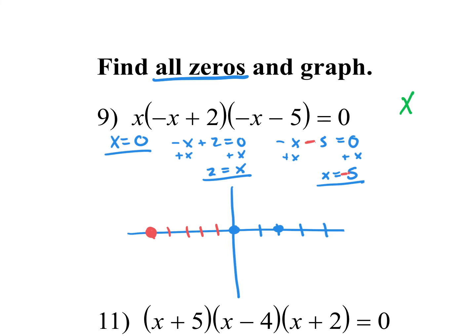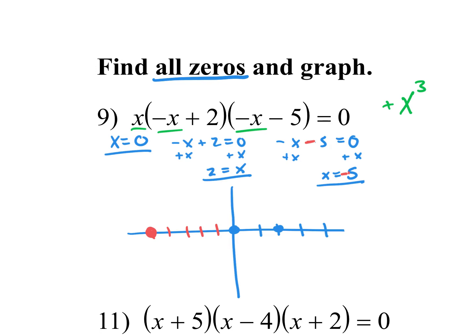So we have to determine our end behavior. How many x's total do I have? 3, so it's x to the third power. Do any of those have a negative in front? If 2 of them have a negative in front, what do 2 negatives make? A positive. So this is a positive x cubed graph.